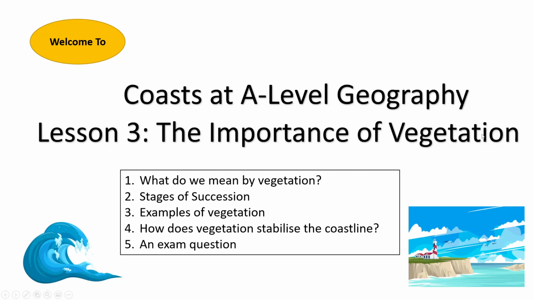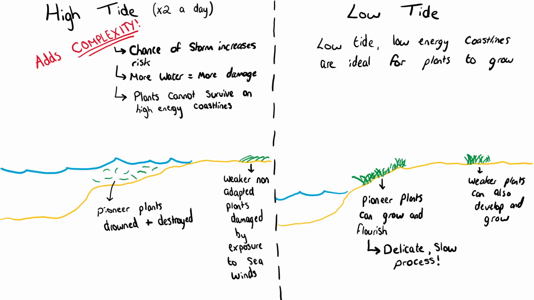Hello and welcome to lesson 3, all about the importance of vegetation on coastlines. Today we're going to be looking at what we mean by vegetation, the stages of succession, examples of vegetation, how that vegetation stabilises the coastline, and then we're going to tie it all together with an exam question at the end. So first of all, we're just going to talk about what is vegetation.